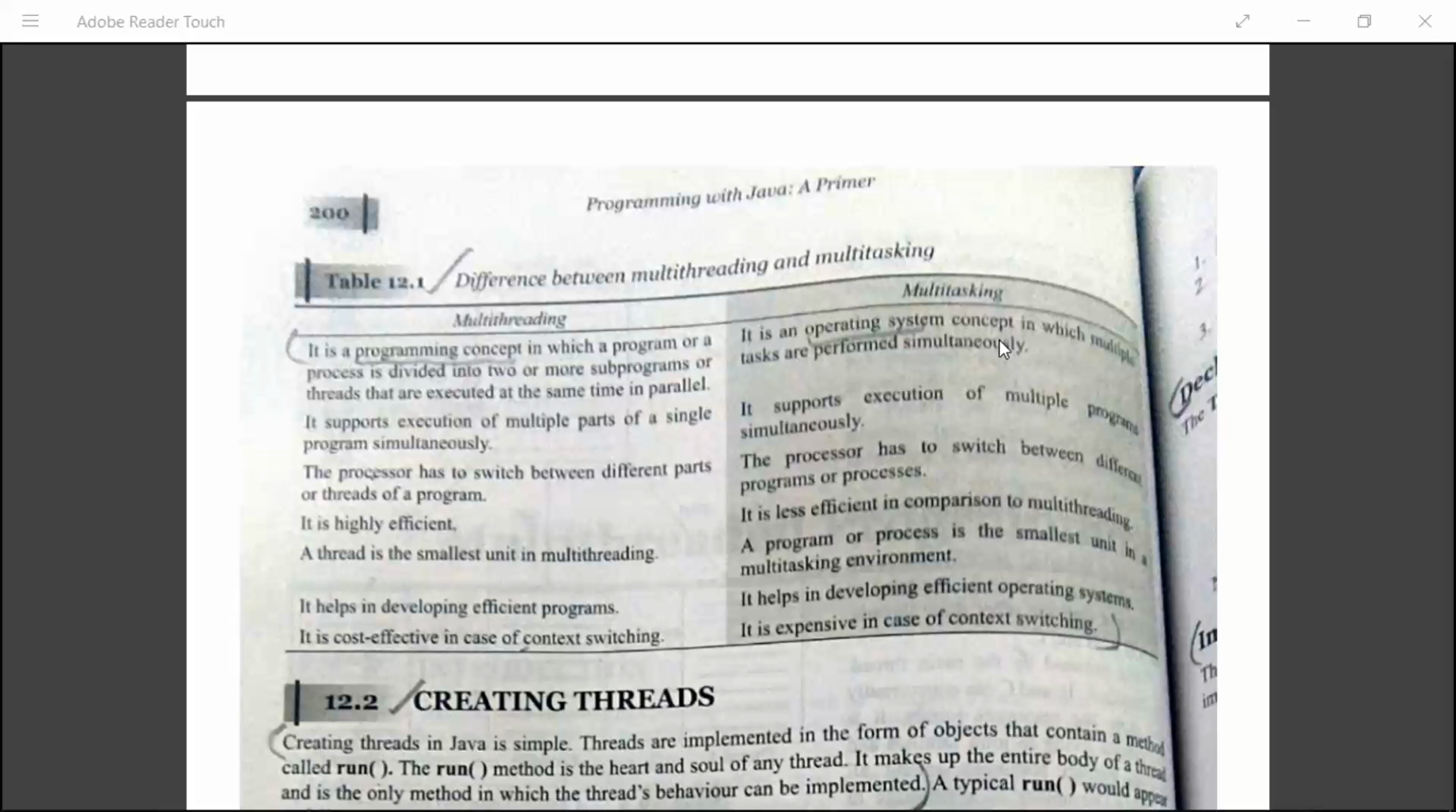In yesterday's class, we discussed what multi-threading and multitasking are. The main difference is that in multi-threading, you divide each program into multiple threads, and a thread is the smallest unit. Whereas in multitasking, a program or process is considered the smallest unit. I also explained why threads are called lightweight: because they share the same address space.